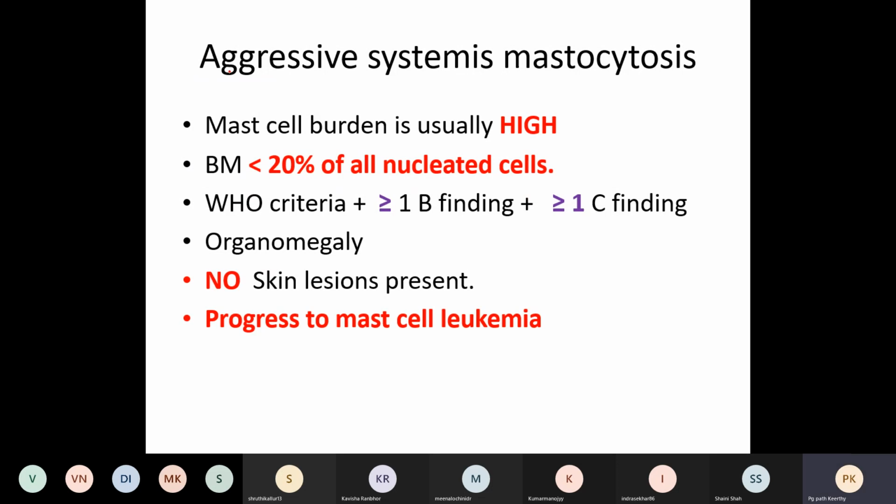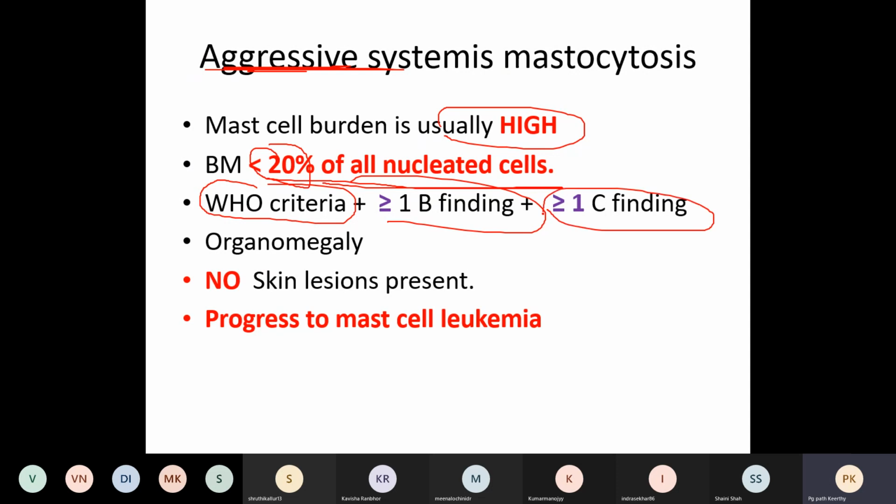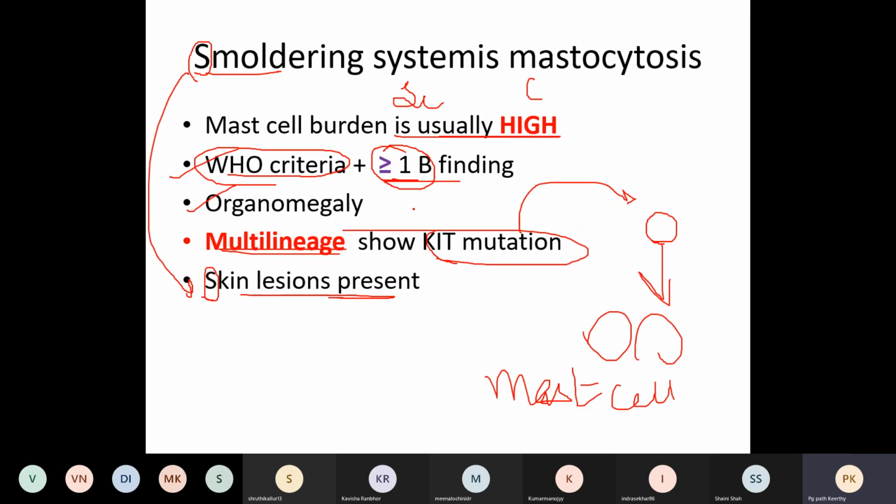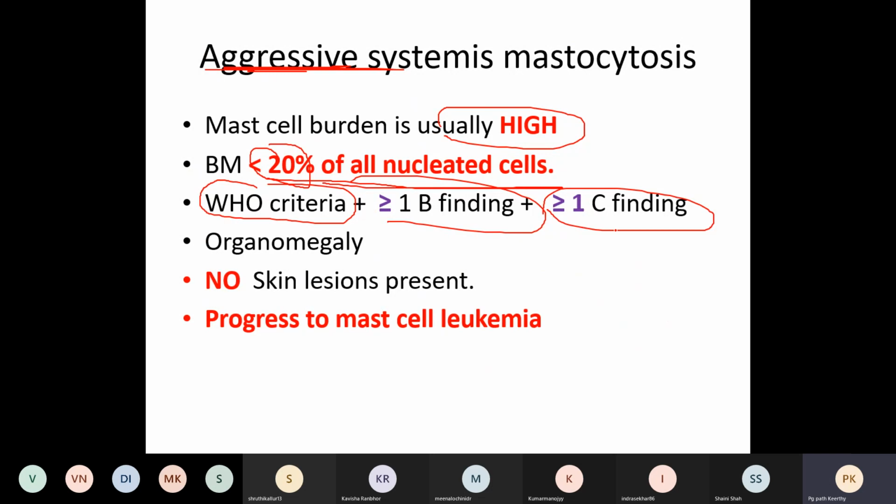Coming to aggressive. See, the name itself is telling he's an angry young man. He's very, very angry. So obviously the mast cell burden will be high. So bone marrow, you should see at least 20% of nucleated cells showing your mast cells. And here same, WHO criteria, more than one B finding, more than one C finding. Remember, in indolent, it was just WHO criteria and one B finding. When we come to smoldering, it becomes WHO plus more than one B. When you come to aggressive, one more extra comes: WHO, more than one B and more than one C. That's how you should remember.